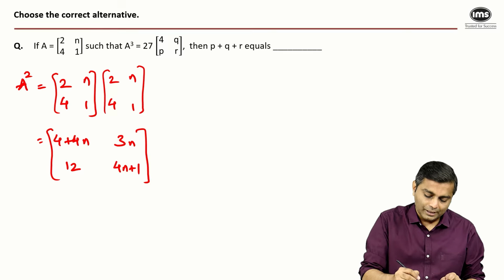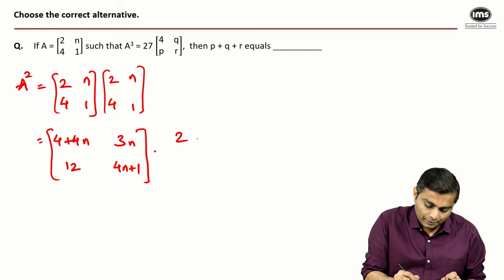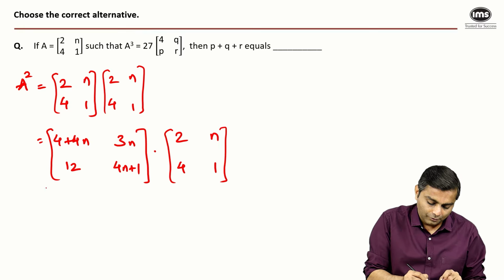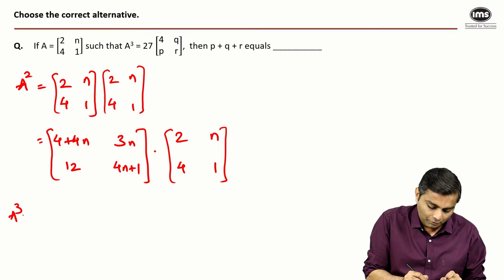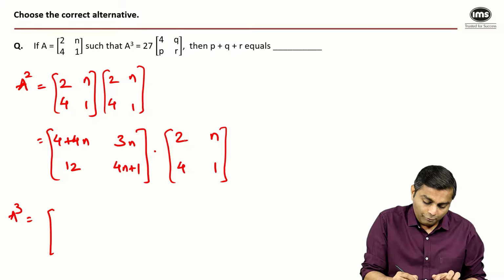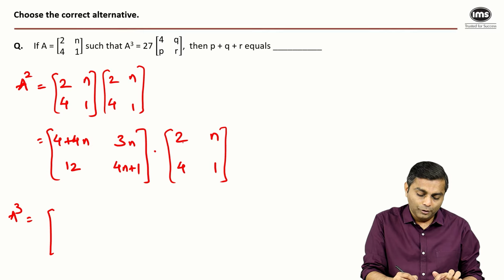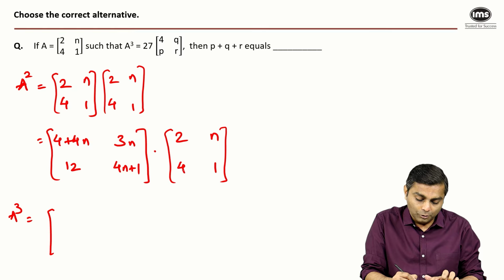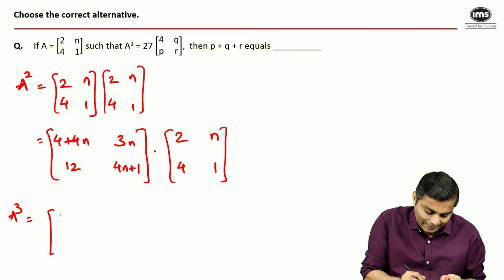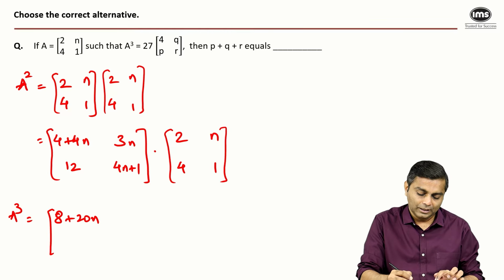Multiply this again with an A again. So, 2, 4, n and 1. Okay. So, this is A square and A. So, now what we'll get is A cube. 4 plus 4n into 2. So, 2 into 4 is 8, 8 plus 8n plus 4 into 3, 12n. So, 28 plus 20n is my first element.